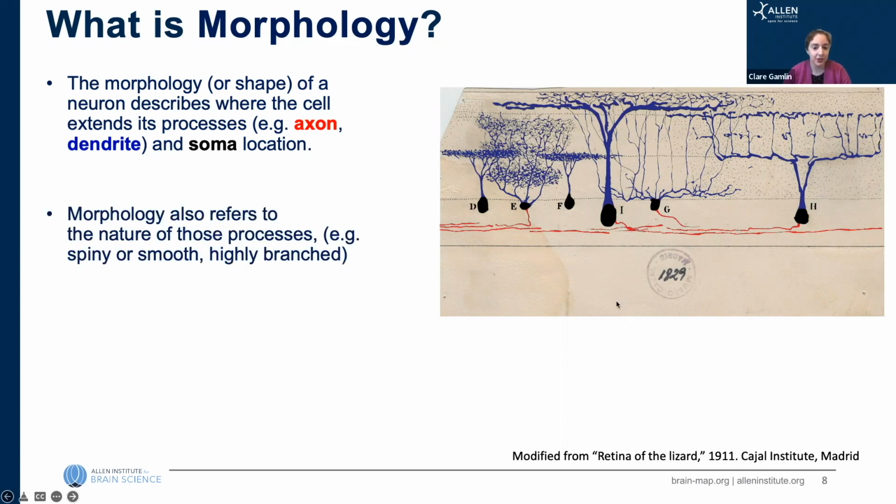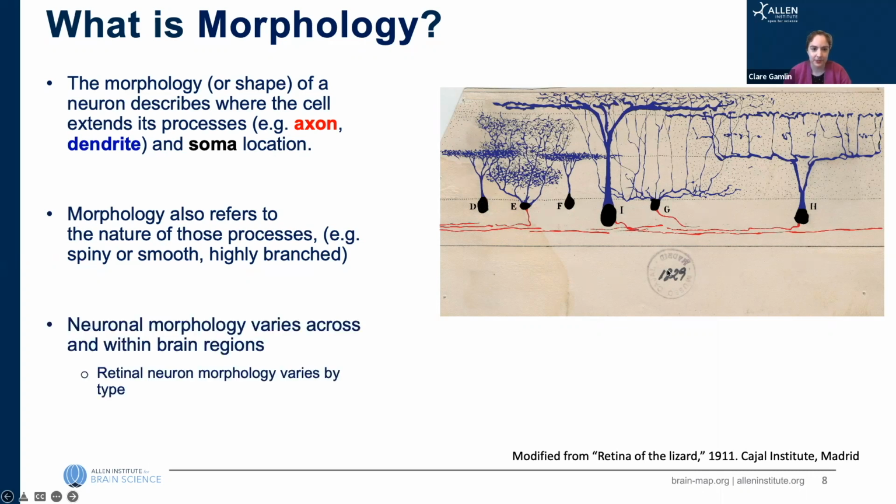So morphology also refers to the nature of a neuron's processes. So whether they're smooth or spiny or highly branched. And you can see here to the right that even though these are all retinal ganglion cells, they do vary, especially in how their dendrites are elaborating. And we also know that neuron morphology varies across brain regions and even within brain regions. So as I'm showing here, even within a cell class, you see differences.